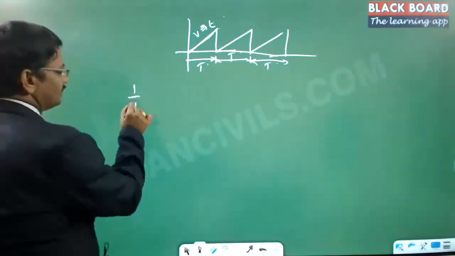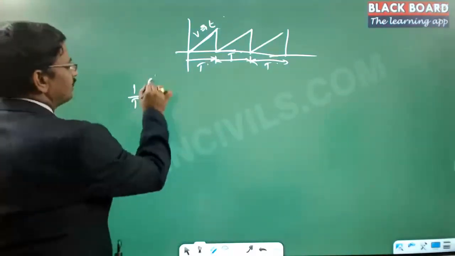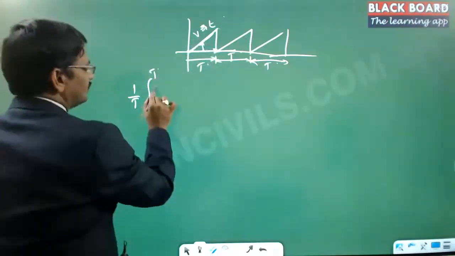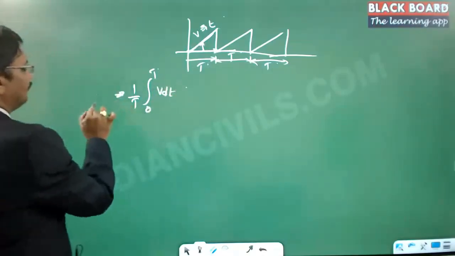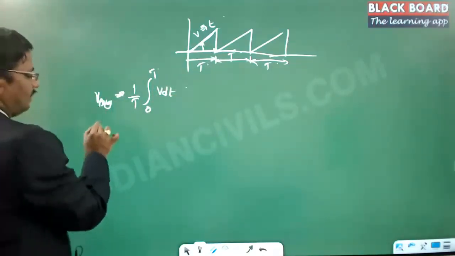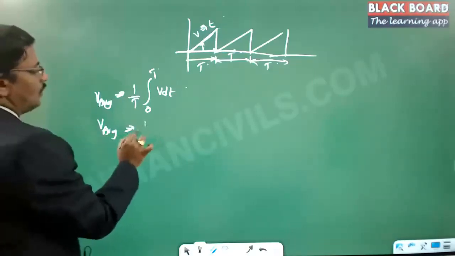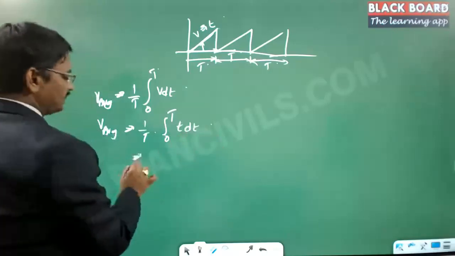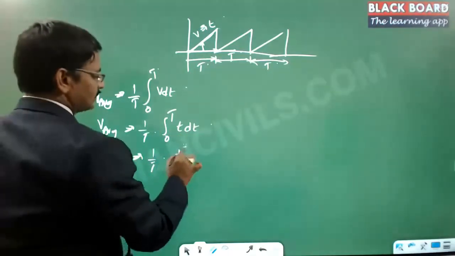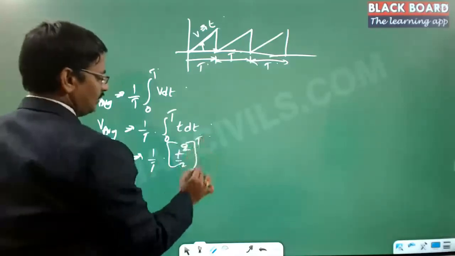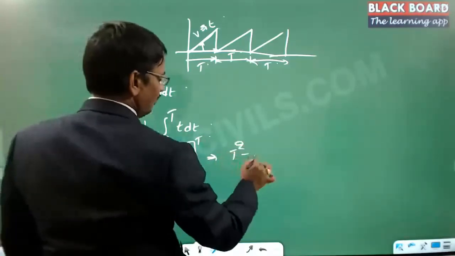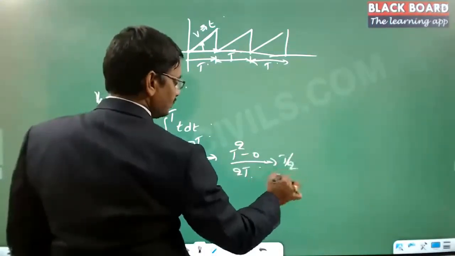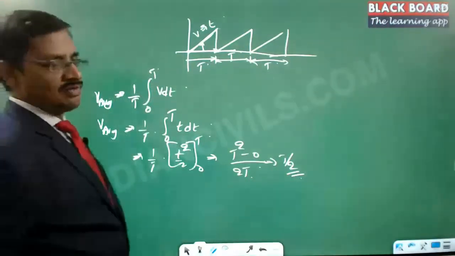So 1 by T is the time period, and the integral from 0 to capital T, which is the entire period, and this curve is V equal to t. So V dt, and this is the average value. V average is equal to 1 by T integral 0 to T of t dt, which is 1 by T times t square by 2, upper limit capital T, lower limit 0. So this is T square minus 0 divided by T into 2, so this is T by 2. Yes, you are right. So this is how we calculate the average value.